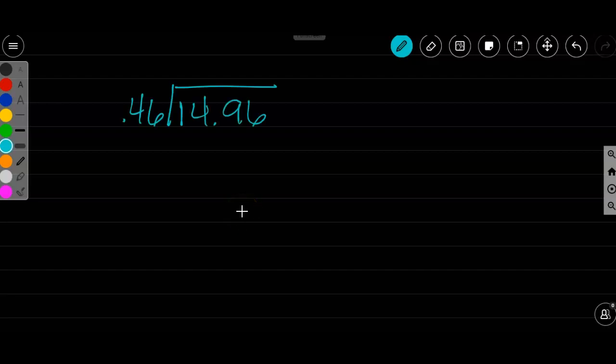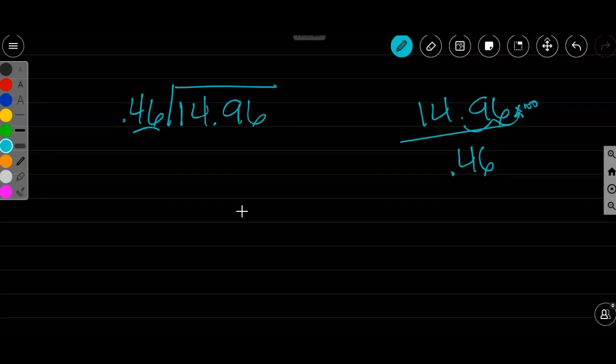Okay, so what if we have 14 and 96 hundredths, and we're going to divide that by 46 hundredths. So now we're dividing by a 2-digit decimal value. So let's look at it again as a fraction, because remember, fractions and division are the same. This is a little wonky, but you literally do exactly the same thing as you do when you're finding equivalent fractions with tens numbers. So if you move this over twice, that would be like multiplying by 100, right?